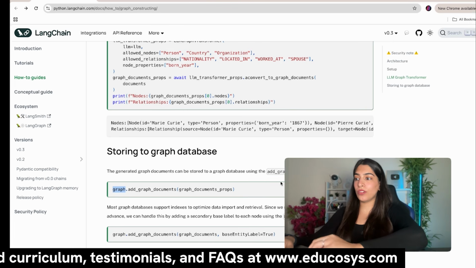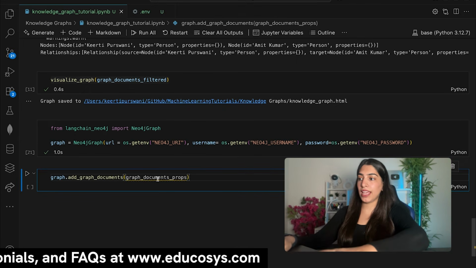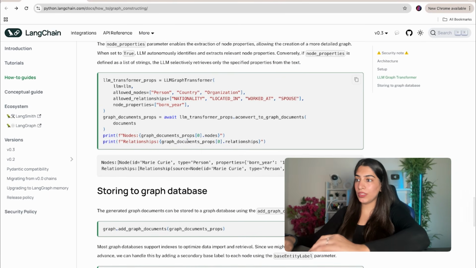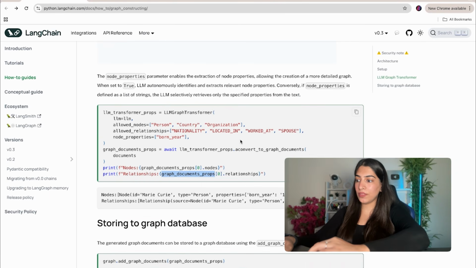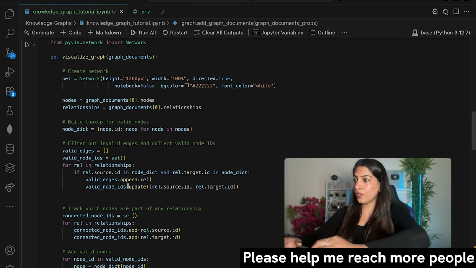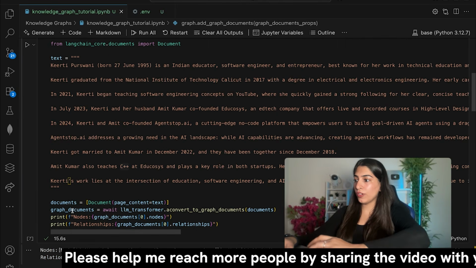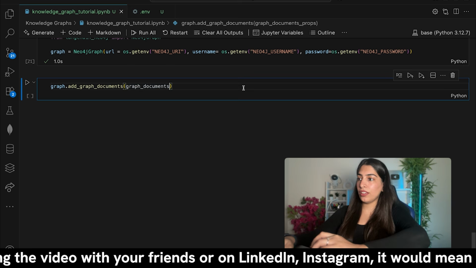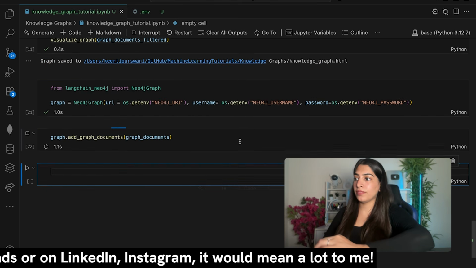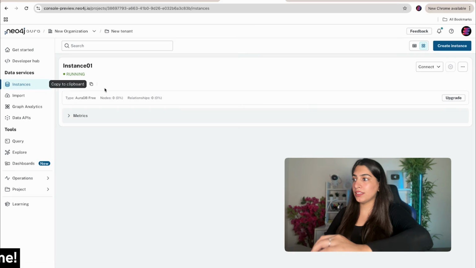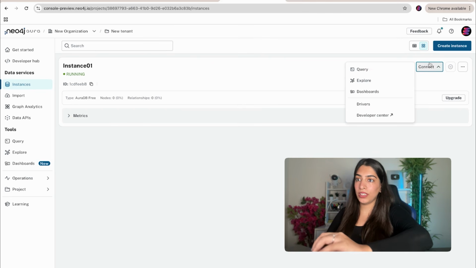So I'm just going to copy this and paste it, and here we have to pass graph documents, right? So this is what we are passing. Give me one sec. So let's go back here. Let's do for our original graph. So for that, these were the graph documents. I'm just going to add it over here and I'm just going to run it. And now if we go back to our instance and let's connect to it.